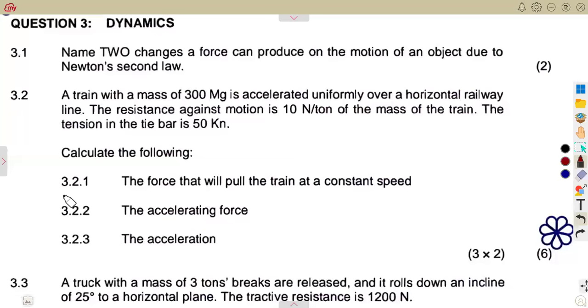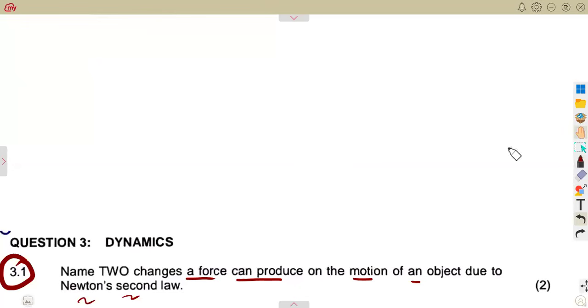So in this platform, I want us to check our dynamics question from the question paper of April 2024. Let us consider what we were given here. That is the first part, 3.1. You were given, in this case, to name two changes a force can produce on the motion of an object due to Newton's second law. What is the change that is going to happen?